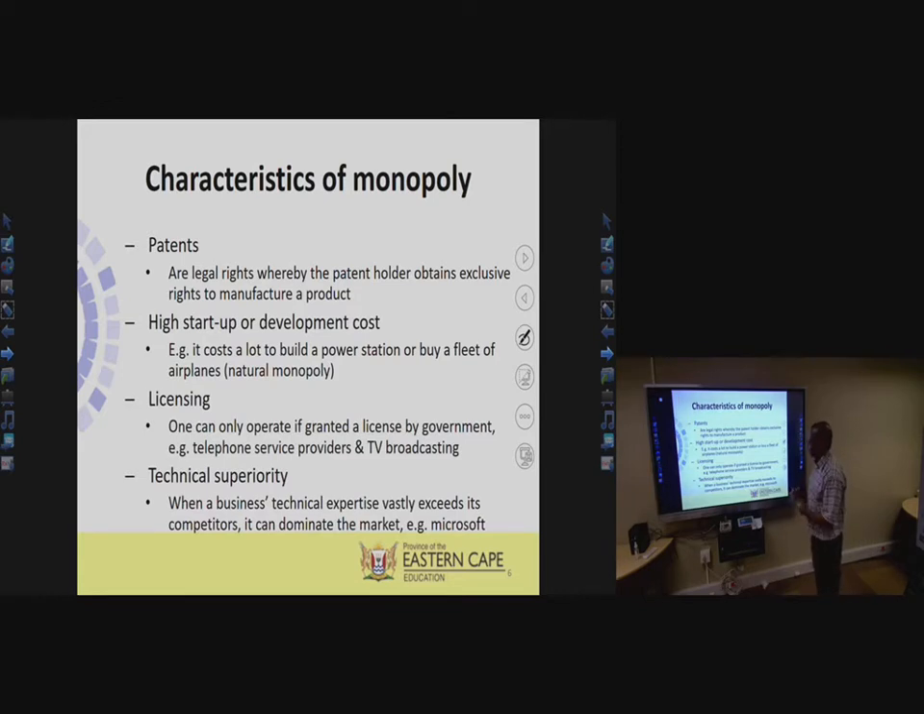Then government made the point that at least they protect those particular industries. Okay, then also, besides protecting them using the legal system, they can use the patents. Patents, what are patents basically? Are legal rights whereby the patent holder obtains an exclusive right to manufacture a product.